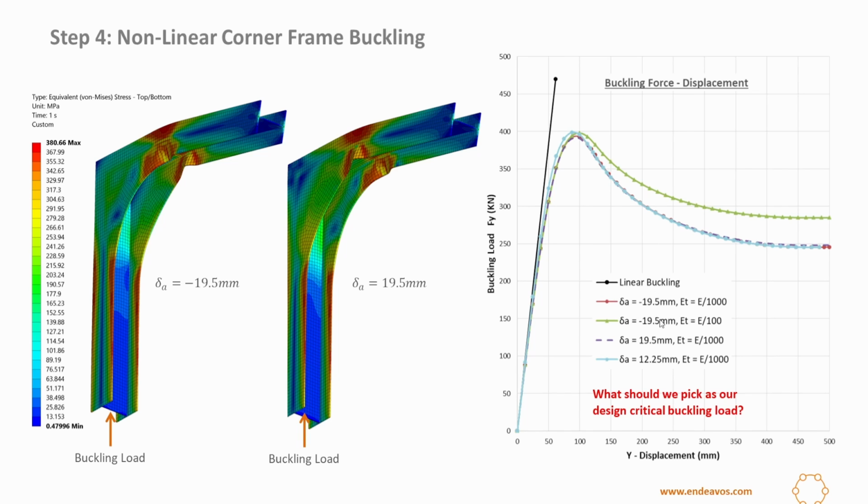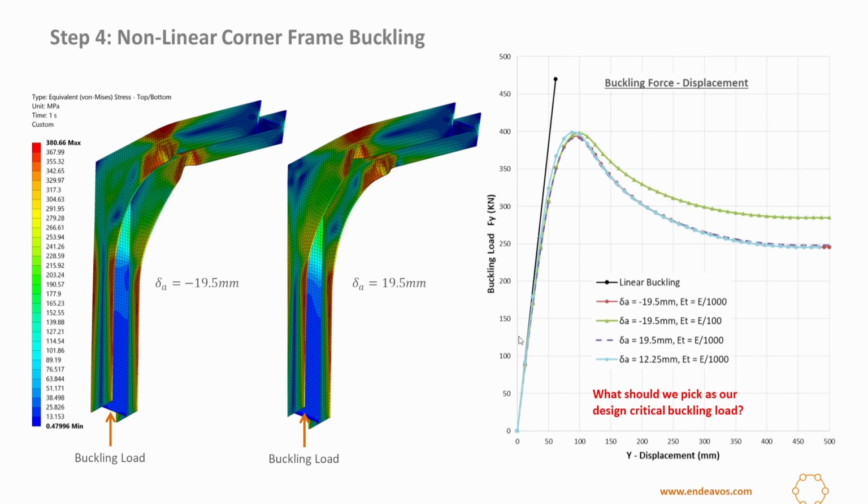I also have a case of this green curve here, which is generated by using the tangent modulus to be E by 100 instead of E by 1000. The extra stiffness after yielding results in a curve which is shifted upwards. Another case, almost identical to the 19.5 millimeter case, is when I take the initial imperfection to be 12.25 millimeters, which is slightly less than 19.5. Again, there is no difference in the results. So the buckling in this case is insensitive to the initial geometric imperfection.